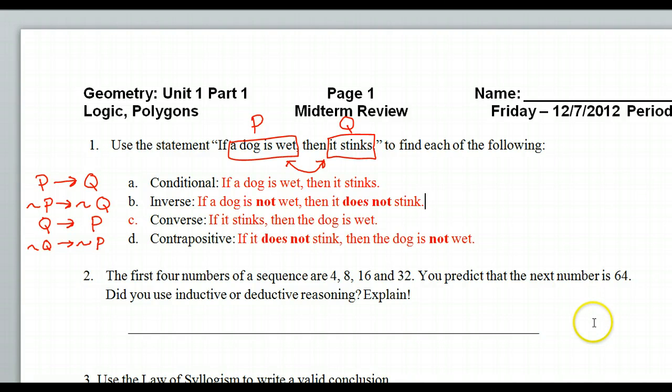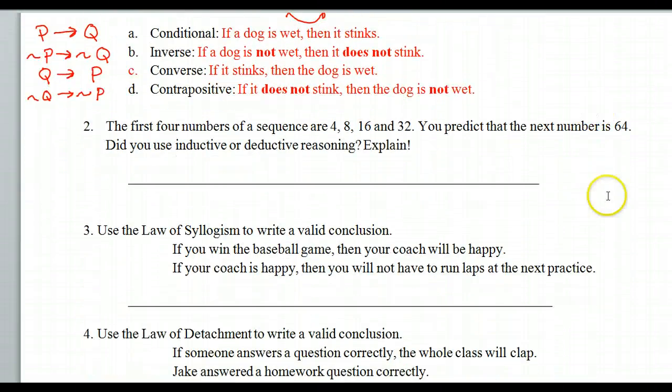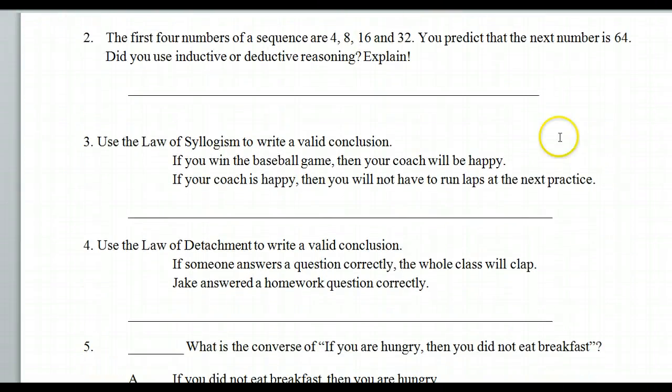Okay, let's move on. All right, number 2. The first 4 numbers of a sequence are 4, 8, 16, and 32. You predict that the next number is 64. Did you use inductive or deductive reasoning?